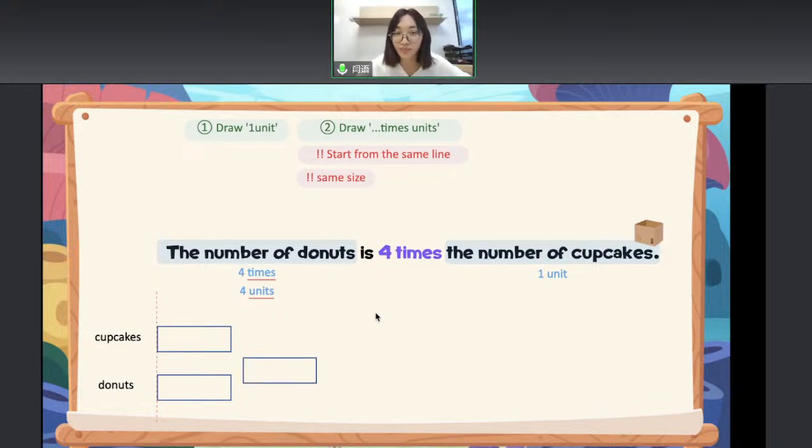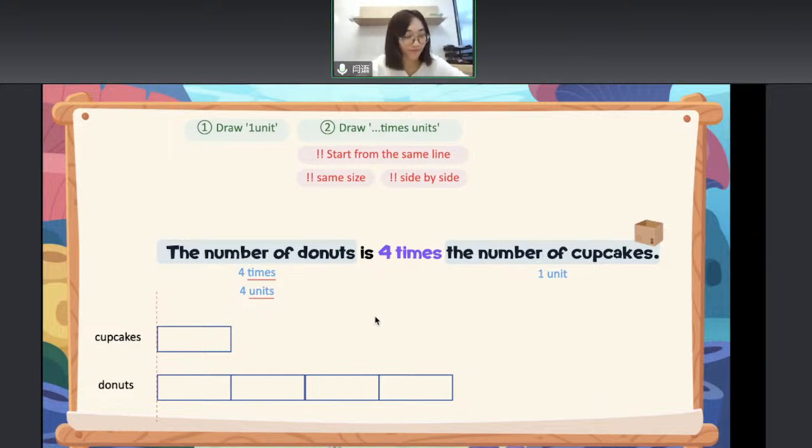And can I draw it like this? You see that they have the same size, but what is wrong? Okay, good. And then you see, they must be side by side. So here, everyone, when it comes to the model drawing problem, do remember to use your ruler. Draw the straight line, draw the same size, and draw it side by side. Okay. Here you see, we have 4 units. Understand?